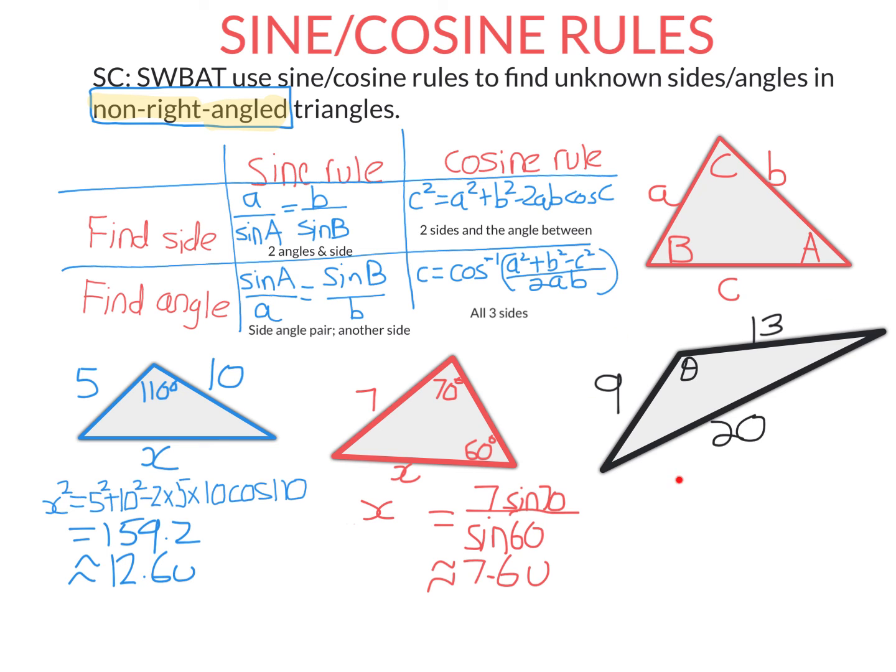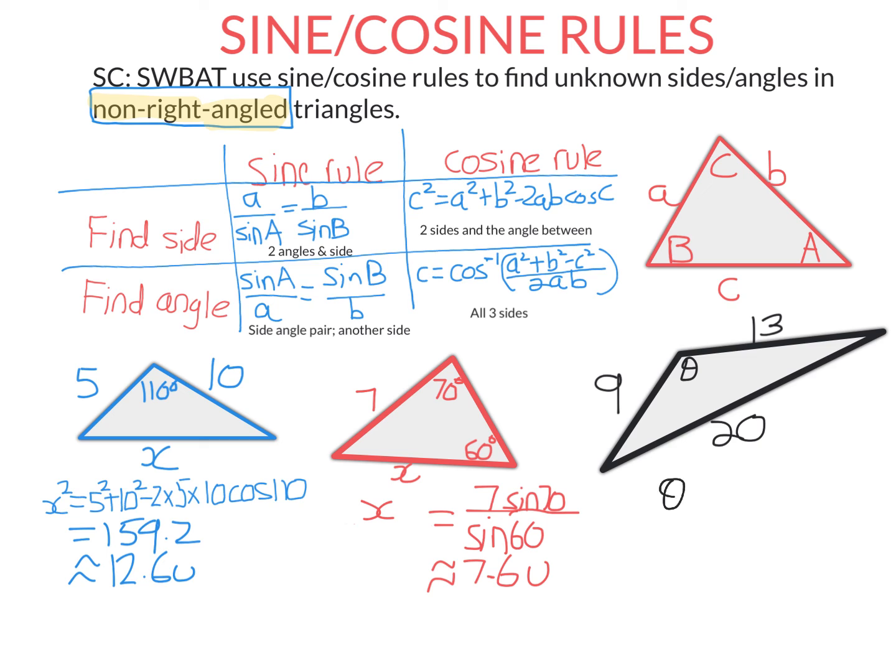All right, let's look at this question here. Now we're finding an angle. So what information do we have? We have the length of all three sides. So we're going to use the cosine rule for finding an angle. Note this formula here is the same as this, except I rearranged it to make C the subject, and then I get this formula here.